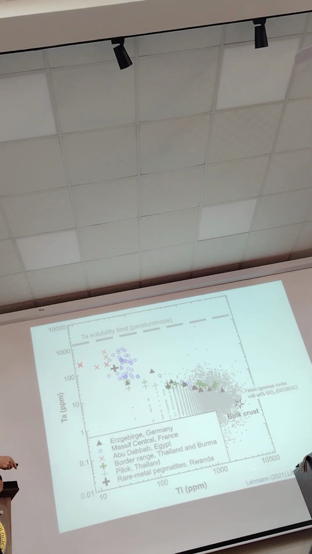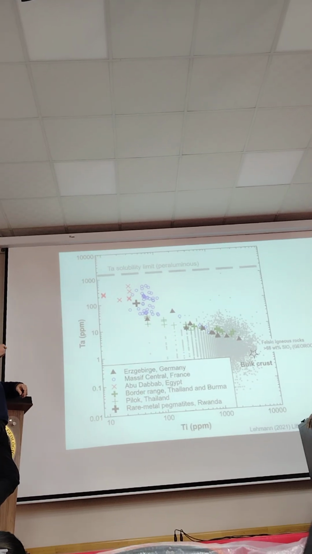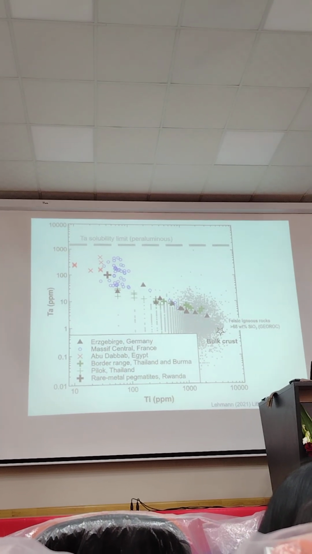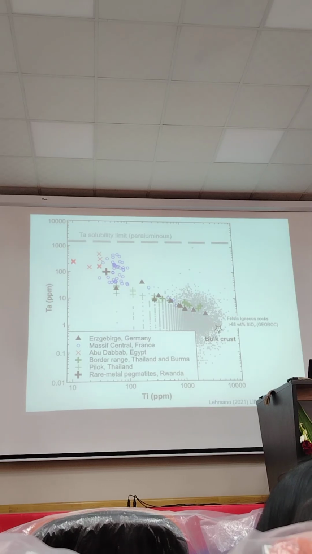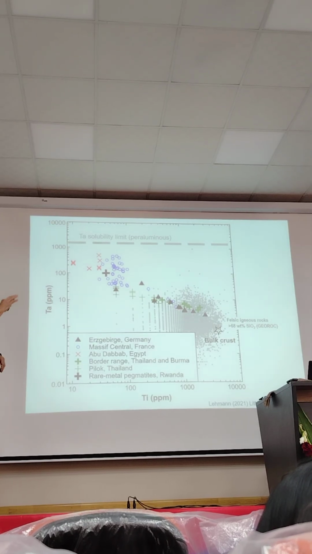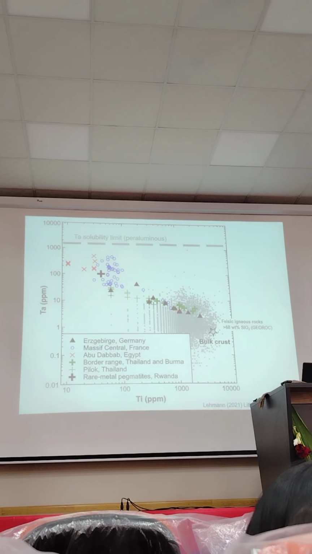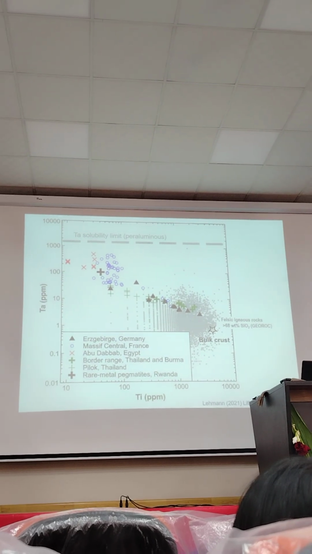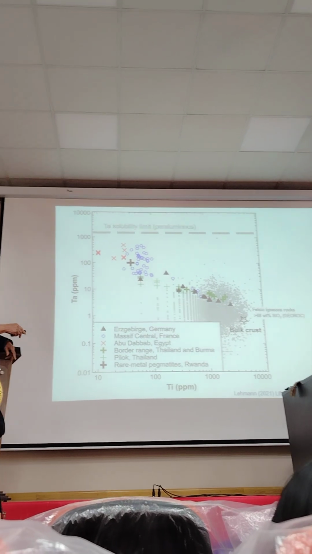And I plot them in log-log scale here, because if the rocks make a linear correlation in log-log scale, then I know I'm dealing with Rayleigh fractionation. This is another story. I could need another hour to explain this. Anyway, I have plotted here many data. This is from a large database.